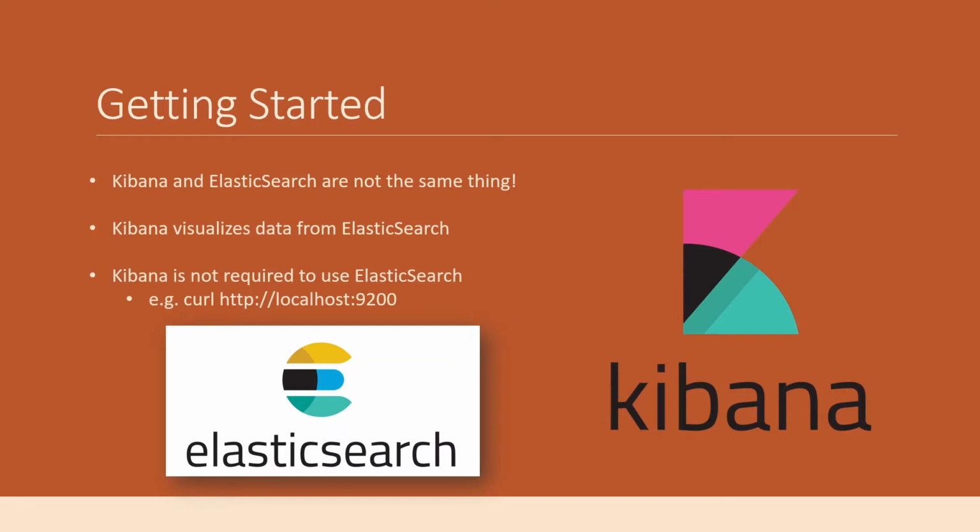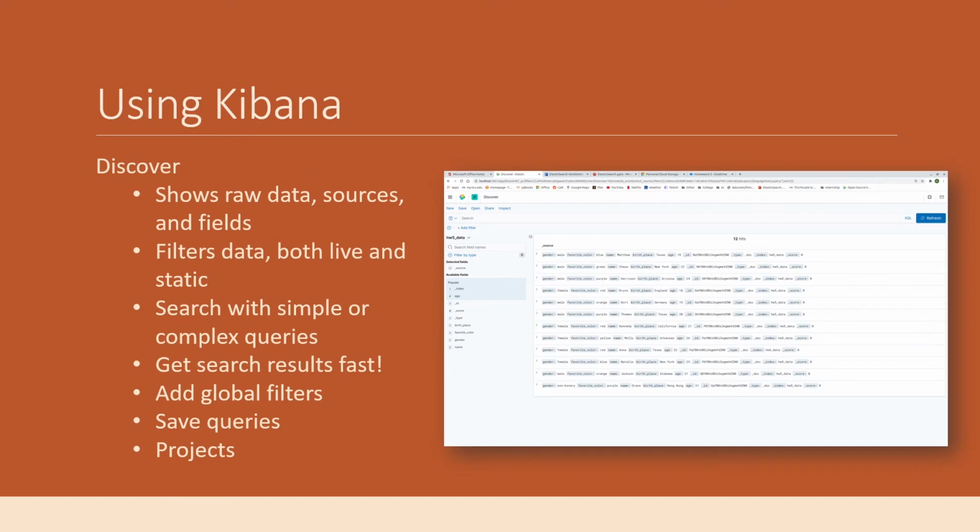You'd have to use pretty much straight up HTTP GET commands like this curl HTTP localhost 9200. It's not pretty. It's nowhere near as pretty as what Kibana can provide. But if you don't want to use Kibana, you can just interface with Elasticsearch directly. So using Kibana, we're going to talk about a few of the primary interfaces that users can use to look at their data, not necessarily manipulate it, but really understand what's going on.